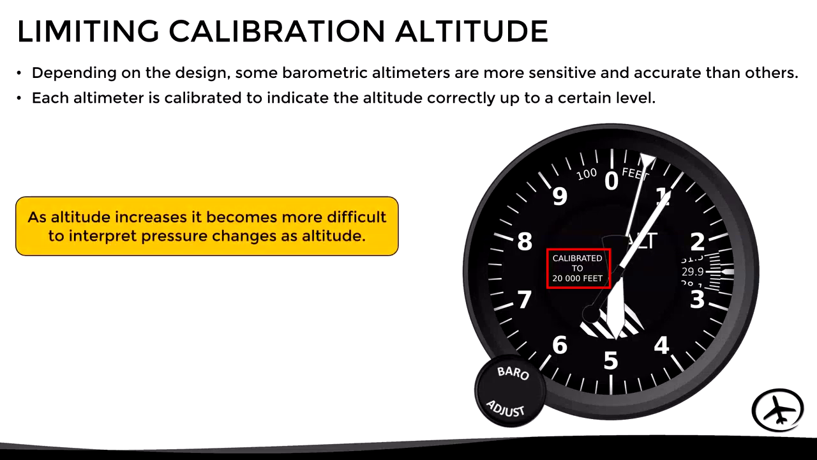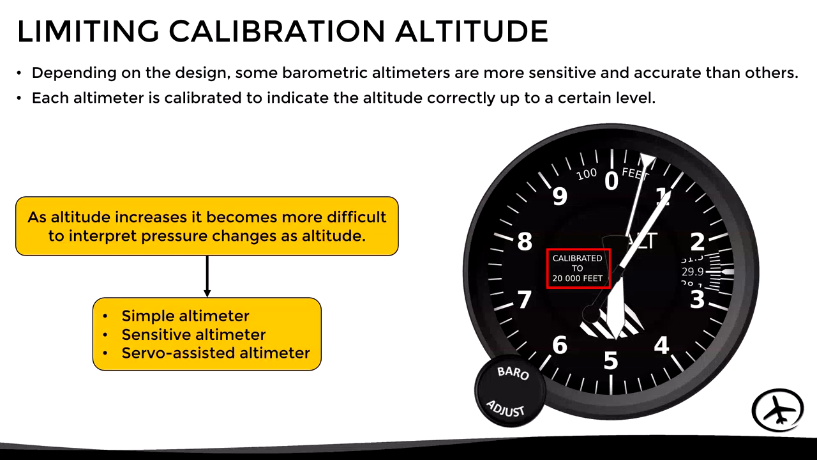This happens because as the pressure reduces with altitude, it is more difficult for the altimeter to sense correctly the changes in pressure and interpret them as changes in altitude. This is why some altimeter designs are more accurate than others. For example, there is the simple altimeter, which is widely used in small aircraft that fly at low altitudes. The sensitive altimeter incorporates a second aneroid capsule and a temperature compensation system, which increase the accuracy and performance at higher altitudes. And finally, the servo-assisted altimeter incorporates an electric motor that allows the instrument to measure the pressure changes with a much higher accuracy.